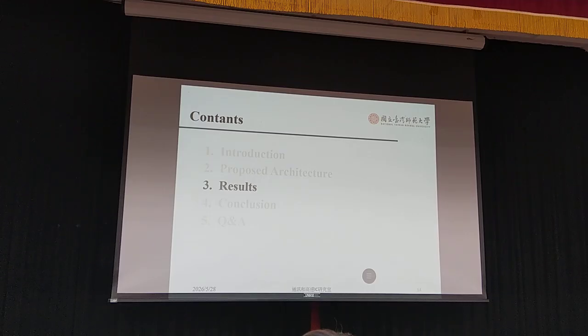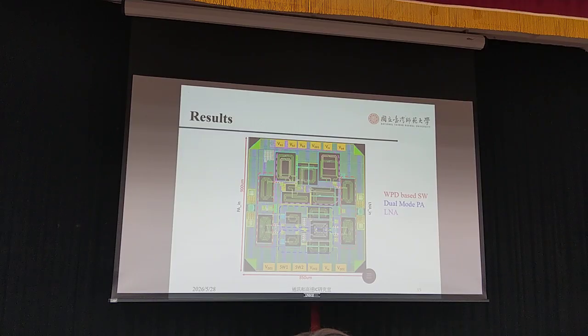Next, I will show the result. This is my layout, and you can see the red area is the Wilkinson power divider and switch, the blue area is the low mode PA, and the pink area is the low noise amplifier. The chip width is 850 micrometers, and the height is 900 micrometers.